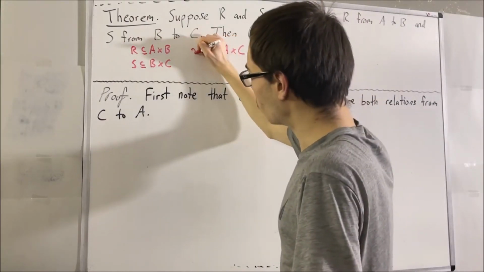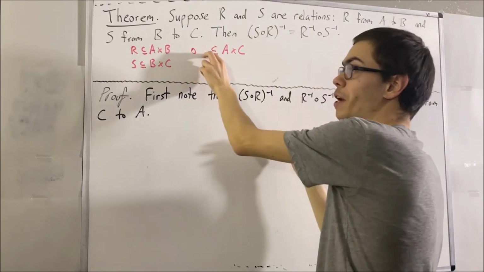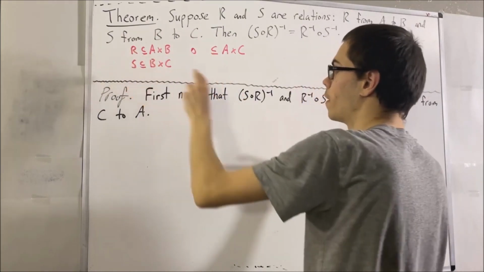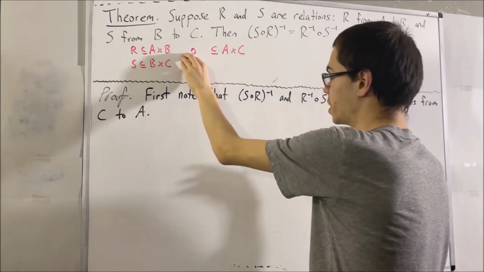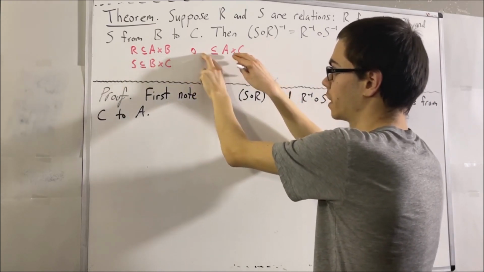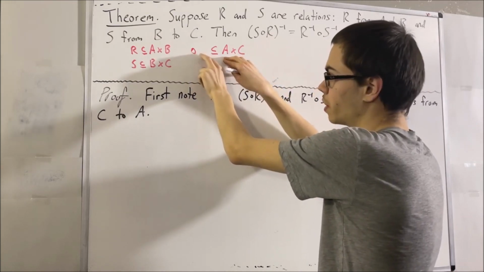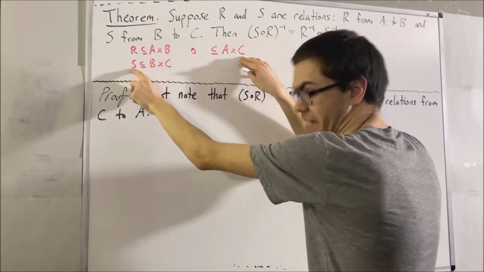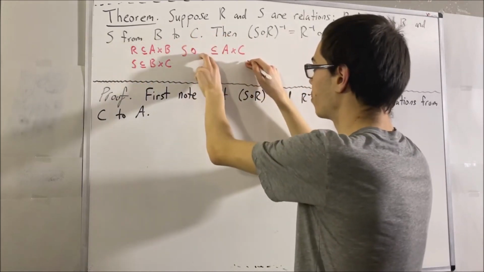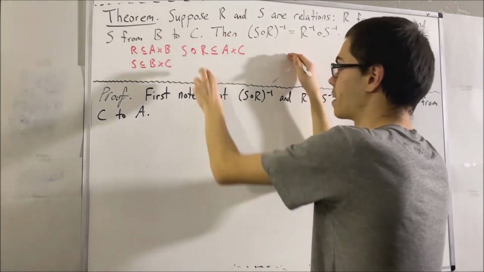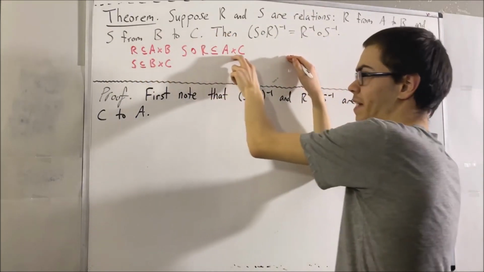But which relation do we write first? Do we write R or S first? Well, if you recall, the first relation is the one that contains the second set, and the second relation is the one that contains the first set. So really, the first relation is the one that contains C, which we see is S. And the second relation is the one that contains A, which is R. So really, we have that S compose R is a relation from A to C.